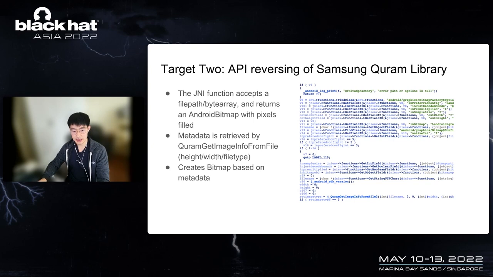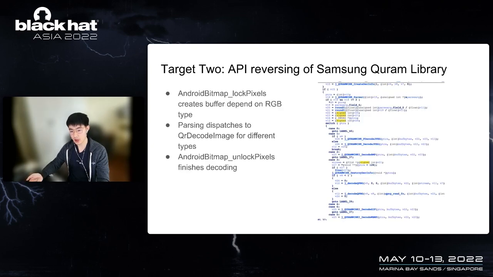The metadata will tell the caller the image type, the width, the height, and other information for the image. The Android bitmap lock pixels function creates a buffer depending on the RGB type, the image size, the image width, and other information. And the parsing now will dispatch to QR decode image for different types.